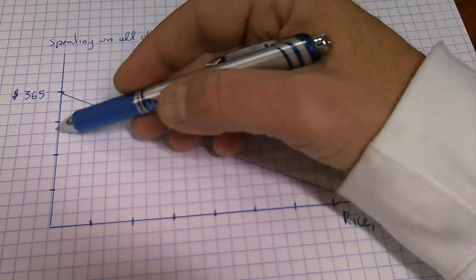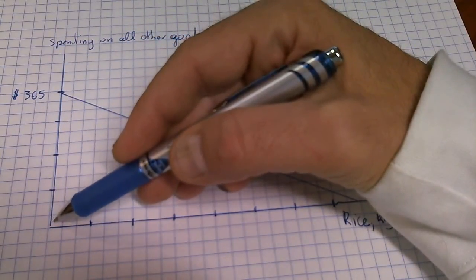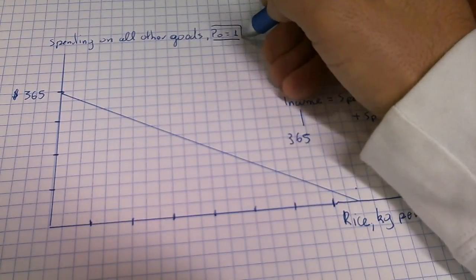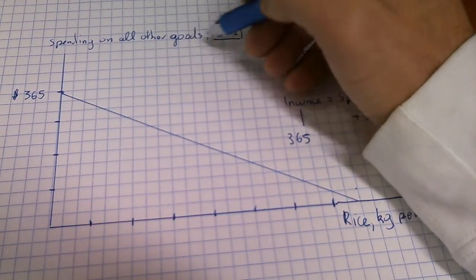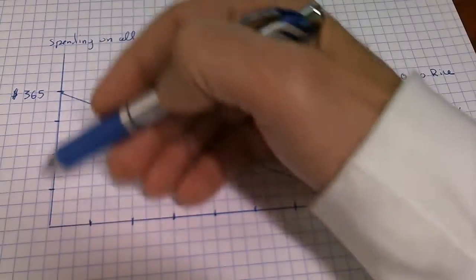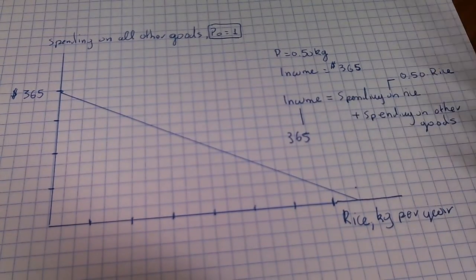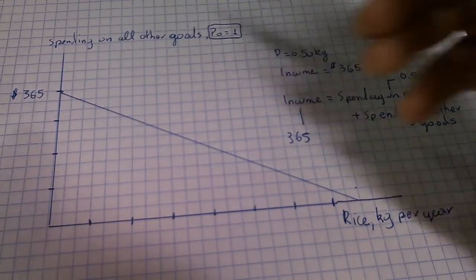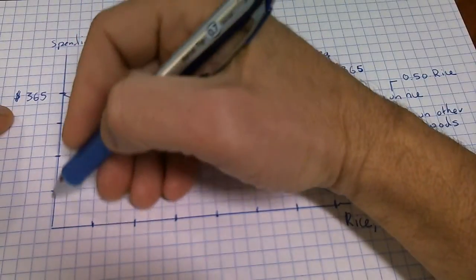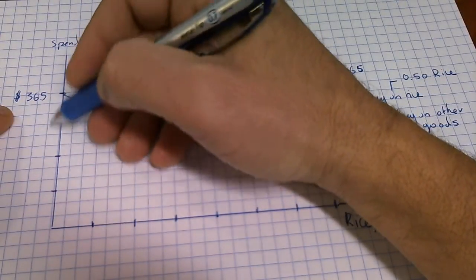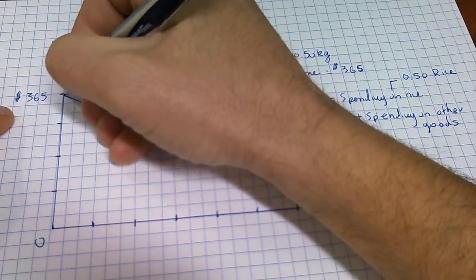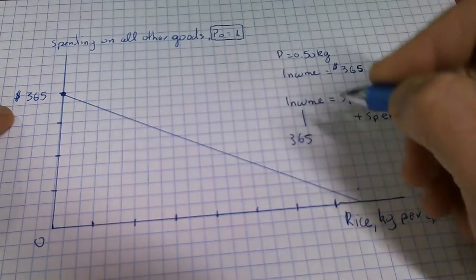I'm going to have that as the other good. So really the other good is in terms of spending money on all other goods, because I've assigned the price of one. So 1 unit of other goods is priced at $1. Okay, so this becomes basically a dollar figure or a unit figure. It's neat because it gives you the amount of spending on other goods. If he did not buy any rice, then he can spend $365 on all other goods.